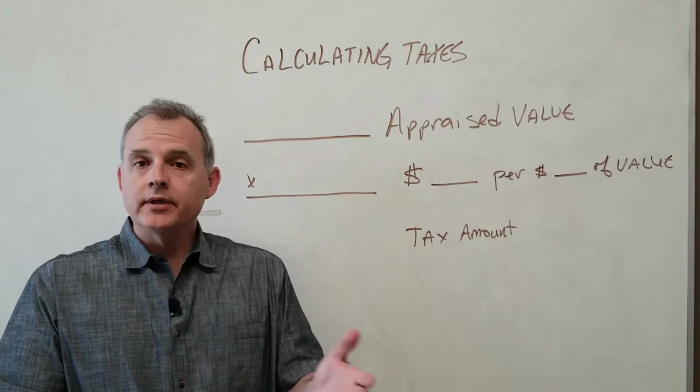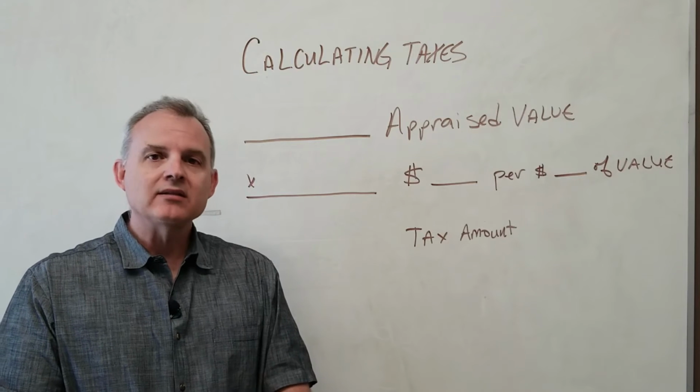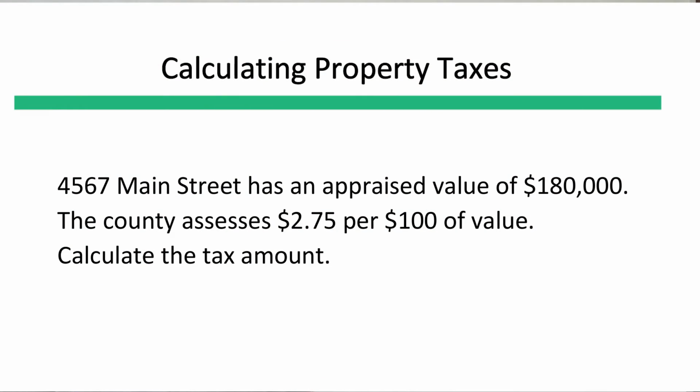And in this example, the example that's in your book, it's based on a property tax problem that says 4567 Main Street has an appraised value of $180,000. The county assesses $2.75 per $100 of value, meaning the property's value. What are the taxes that are owed?